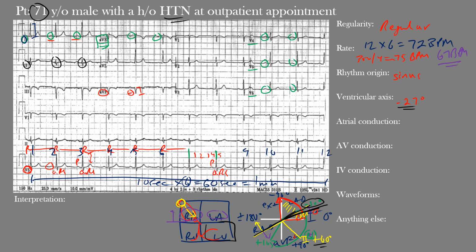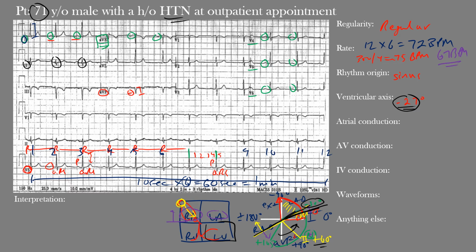Also with age, remember, children when they're born have more of a rightward axis, from 32 weeks gestation up until about the first month of life, and then slowly it starts to shift more leftward as we get older. So older adults will have more of a leftward axis. In this case, negative 27 is possibly right on that borderline, considered a leftward axis.